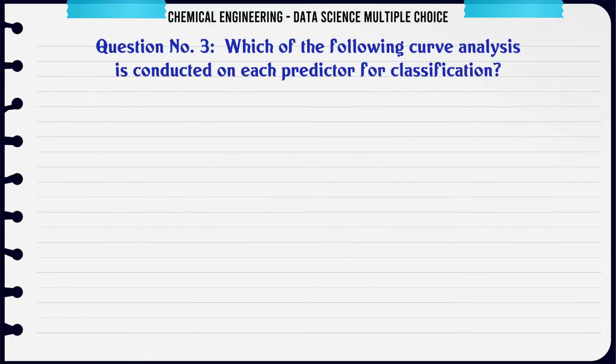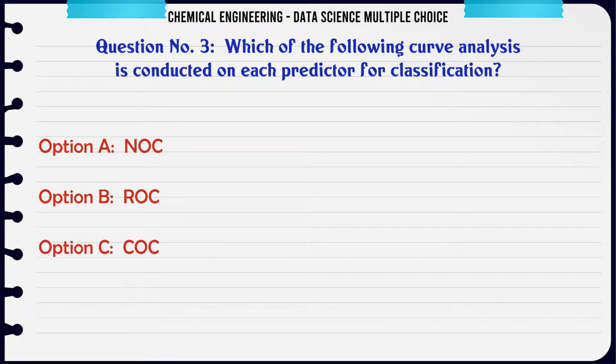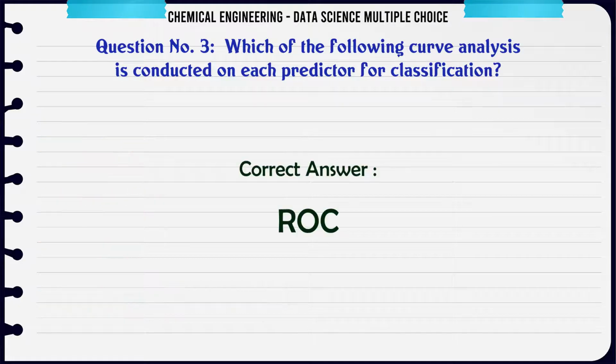Which of the following curve analysis is conducted on each predictor for classification? A. NOC. B. ROC. C. COC. D. All of the mentioned. The correct answer is ROC.